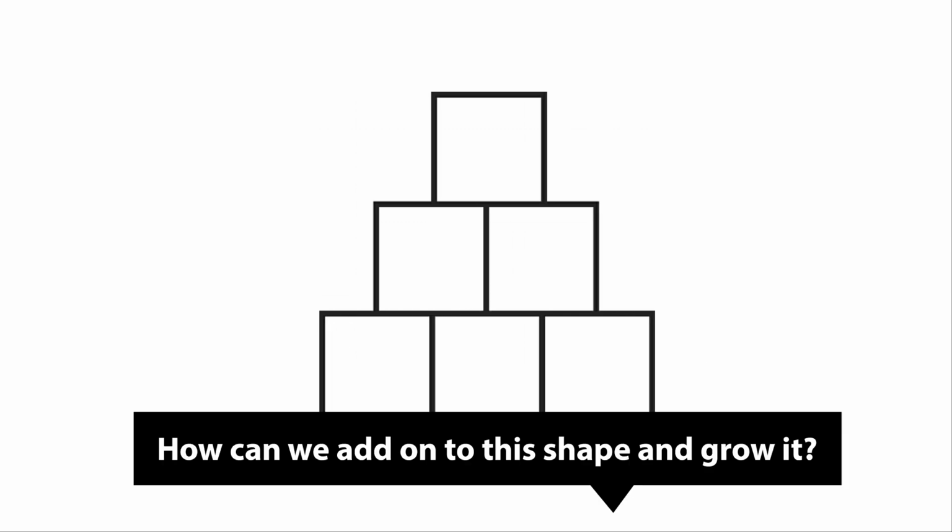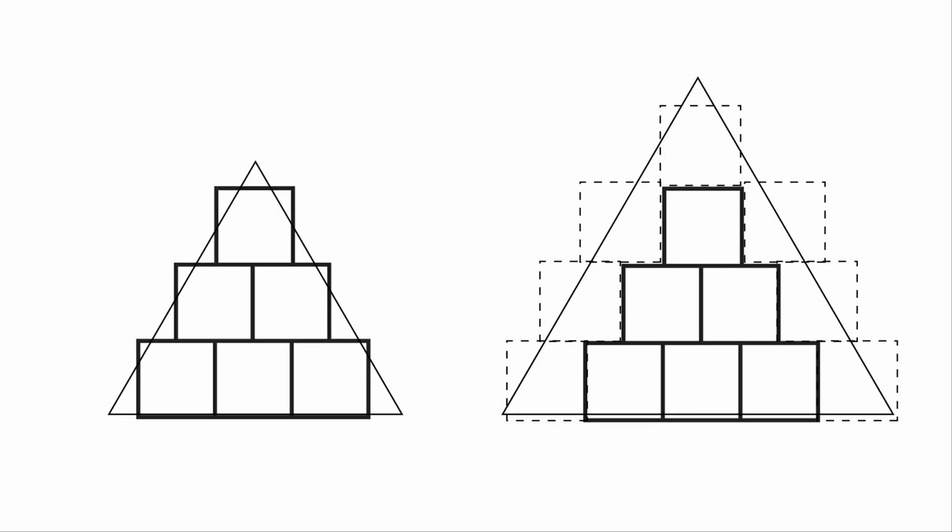Then ask students, how can we add on to this shape and grow it? Tell students that you still want it to look like this shape, only bigger. Give students a chance to turn and talk to a partner about how and where they could add on new blocks. Invite students to come up and show how they would do it using extra blocks or tiles.